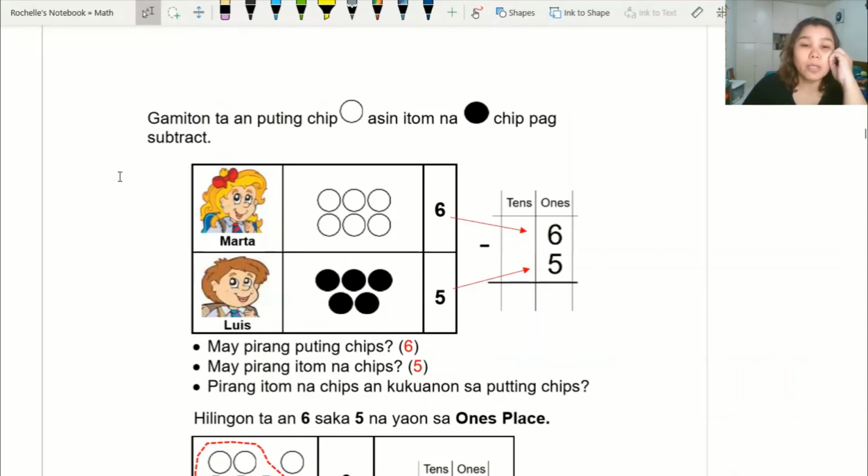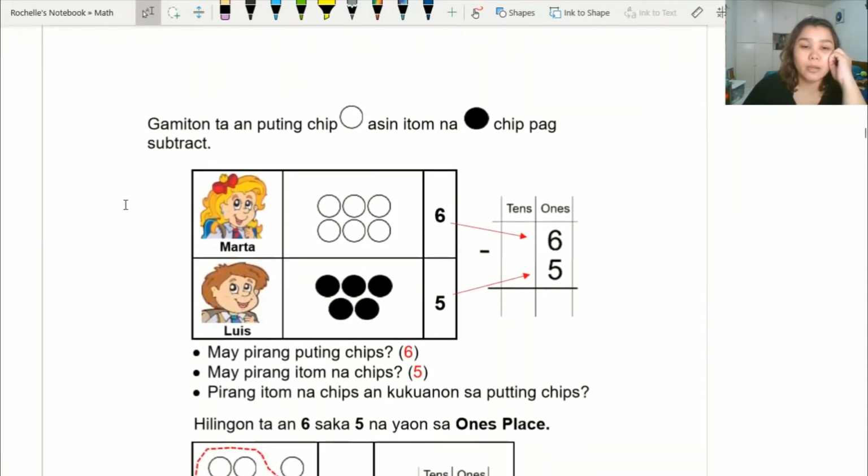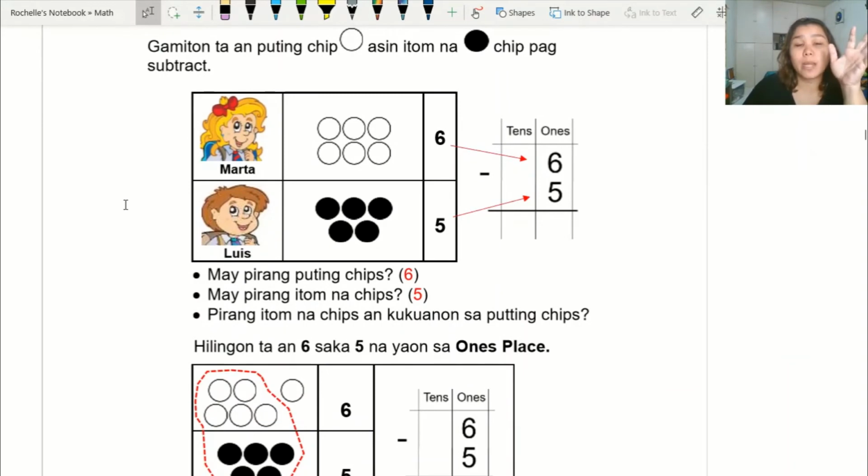Okay, how are we going to show that aside from a number sentence that is written this way? So, paano naman ito using the white and the black chips? Okay, so this one, the white chips, these are the candies that Martha has originally. So, 1, 2, 3, 4, 5, 6. That's why we have here 6.